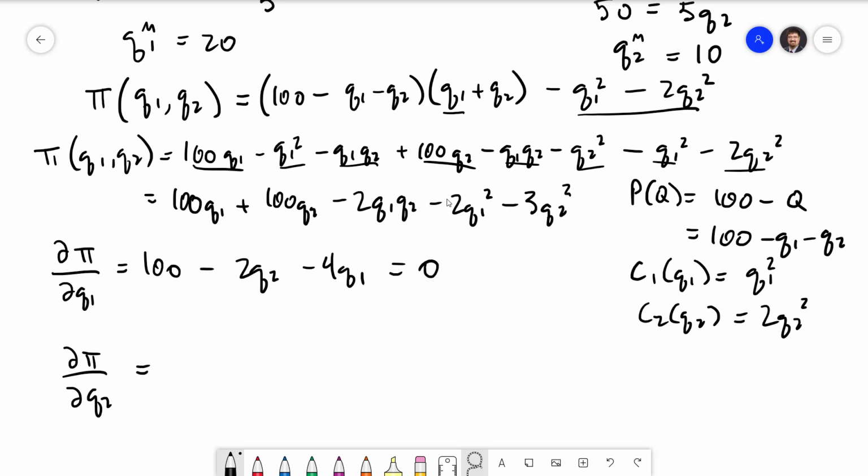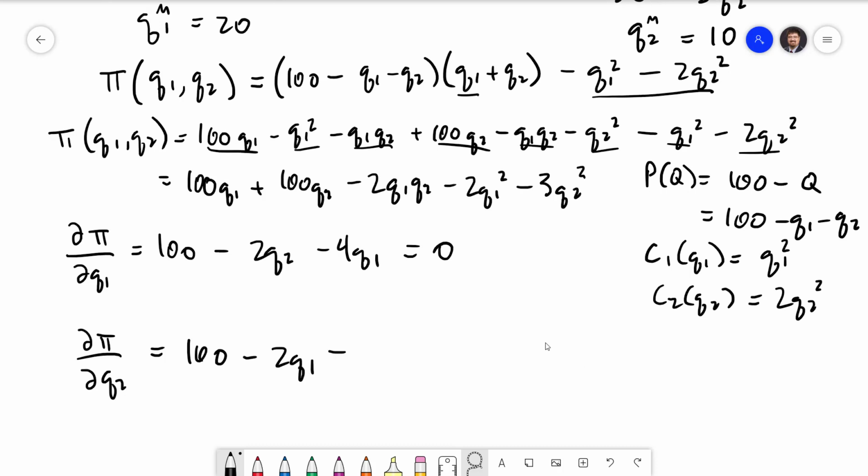For the second one, I'm going to do the exact same thing, but this time with respect to Q2. We get 100 minus 2Q1 this time. And then minus 6Q2 equals 0. From here, we would solve this as a system of equations, and we would get the exact same answers. These two first-order conditions are exactly the same as our two profit-maximizing conditions that we used earlier.